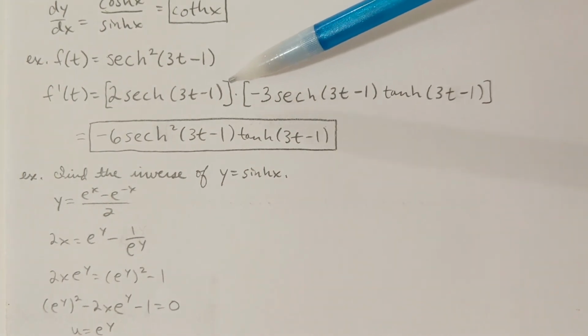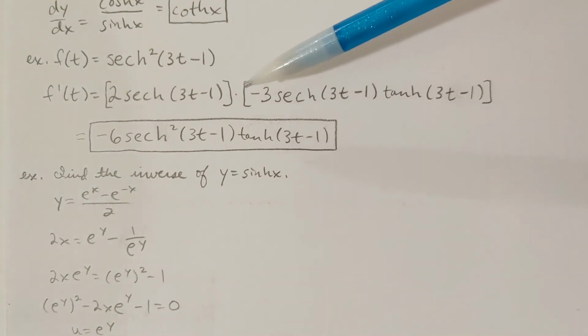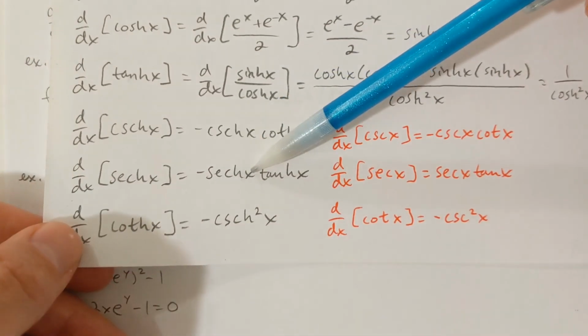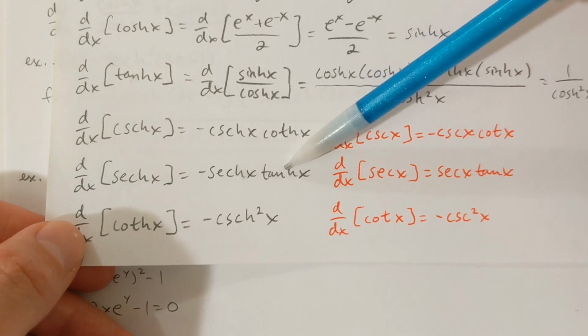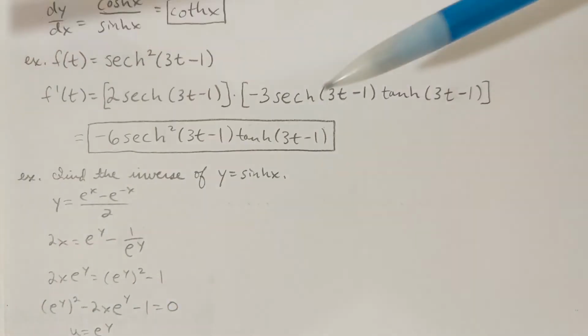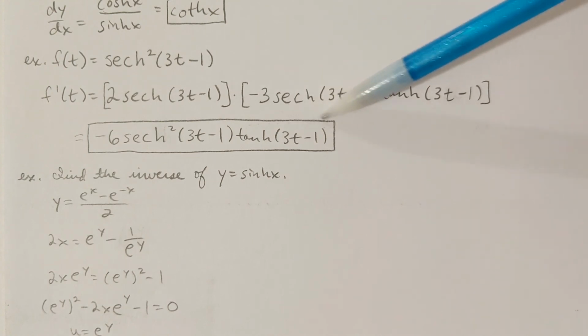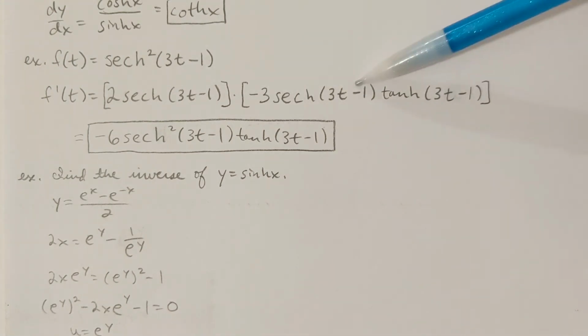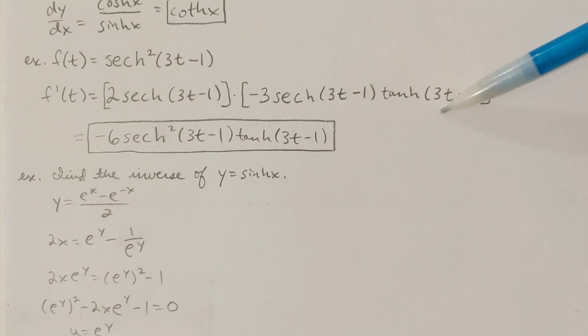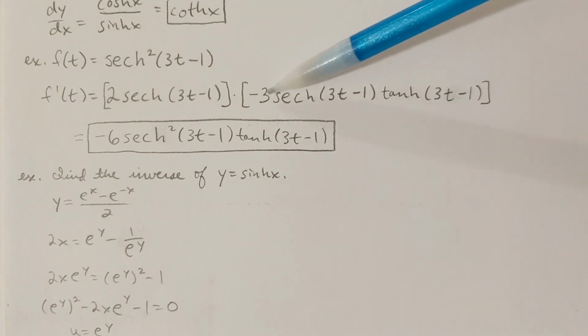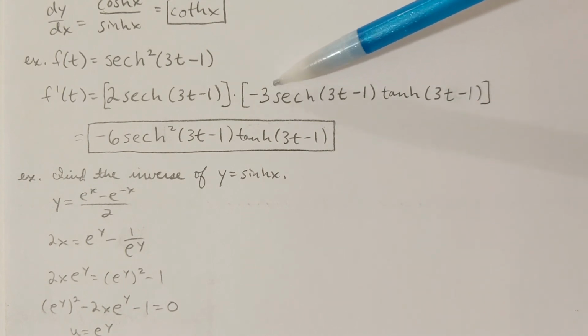Well, the derivative of hyperbolic secant x is right here. It's negative hyperbolic secant x, hyperbolic tangent x. Okay, I don't have hyperbolic secant x, but I'm going to use that formula, and where I see x, I'm going to write 3t minus 1. And then I've got to finish the chain rule. I've got to multiply by the derivative of 3t minus 1. That's 3. And I've stuck the 3 right here after the negative sign.